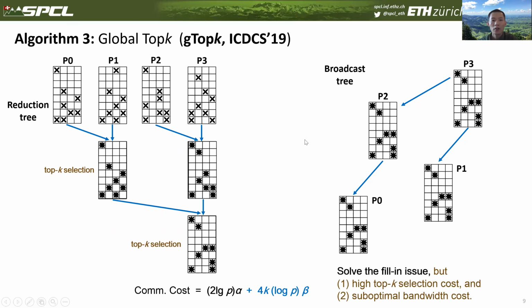The communication cost for G top K is modeled by this formula. You can see the bandwidth overhead is proportional to log P, but this is still suboptimal. Furthermore, G top K solves the fill-in issue, but this is at the cost of high top K selection overhead.